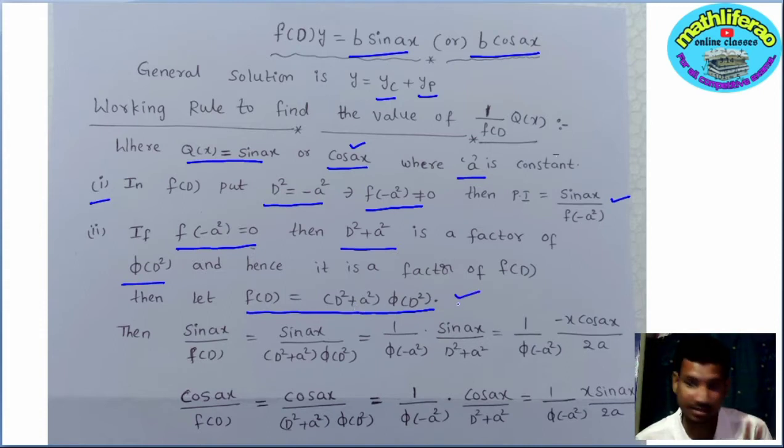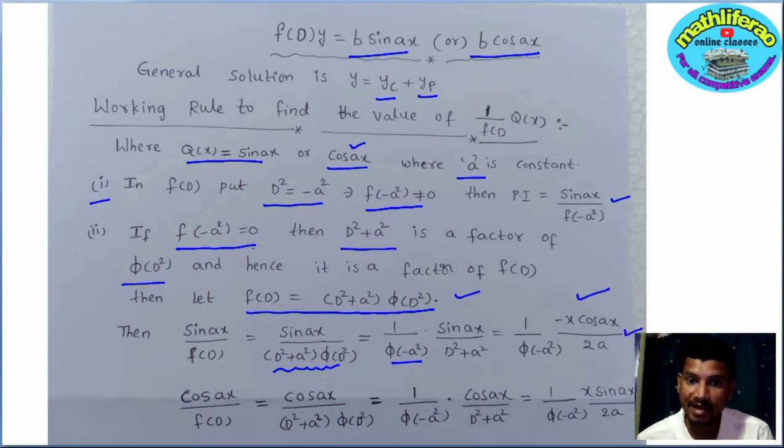In this situation we have two conditions. First one: sin ax by f(D). Here we divide sin ax by the factors D square plus a square into phi(D square). In phi(D square) we replace D square by minus a square, and the remaining part is sin ax by D square plus a square. Here, replacing D square by minus a square gives minus a square plus a square, which is 0. Then using this condition, sin ax by D square plus a square equals minus x cos ax by 2a.